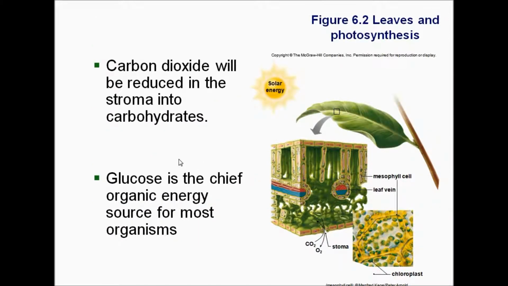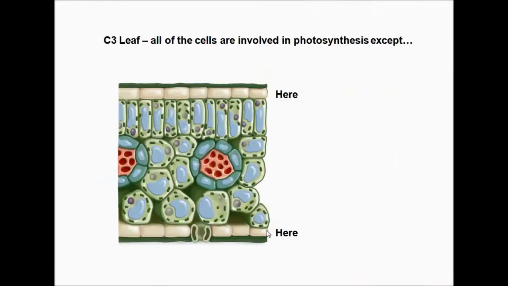Let's see. So the main thing we're shooting for here is glucose. And I have another slide that talks about carbon dioxide being reduced better on another slide, but carbon dioxide is the building block that we reduce and turn into, say, glucose. That's made out of carbon, oxygen, and hydrogen. So glucose is the main thing that we produce.